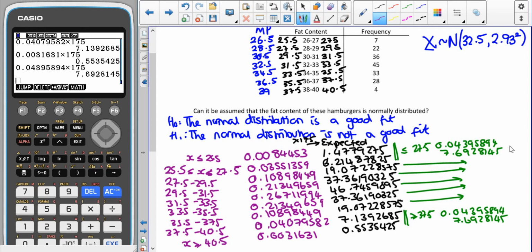So the observed values as well, because actually this first interval that I created to make it so that the normal distribution was tailing off in both directions had a frequency of 0. That means that this first interval is still going to only have a frequency of 7, then 22, then 36, then 45, then 33, then 28. And again, for this top interval, the interval that I created had a frequency of 0, so that's going to stay the same as before as well, which gives me 4.